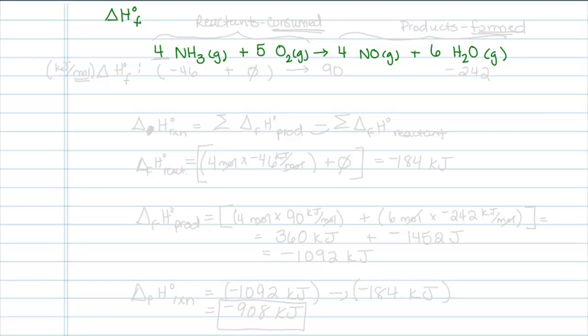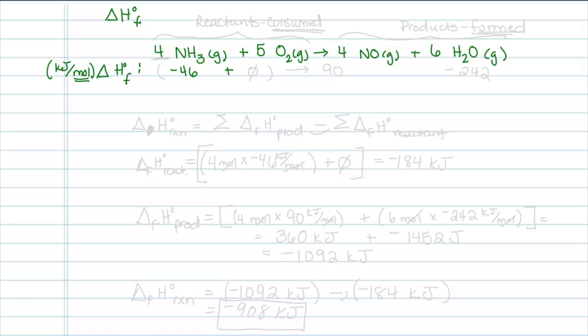If we look up on our chart of reference, we can find the delta H of formation. How much energy did it take to form each of these substances? So I'm going to take the delta H heat of formation, NH3, now gaseous, is negative 46, and these are all, by the way, kilojoules per mole. It's important to realize that's per mole. So the delta heat of formation for NH3 is negative 46.